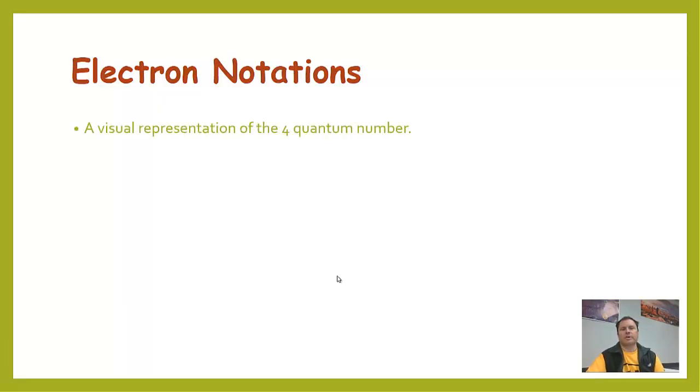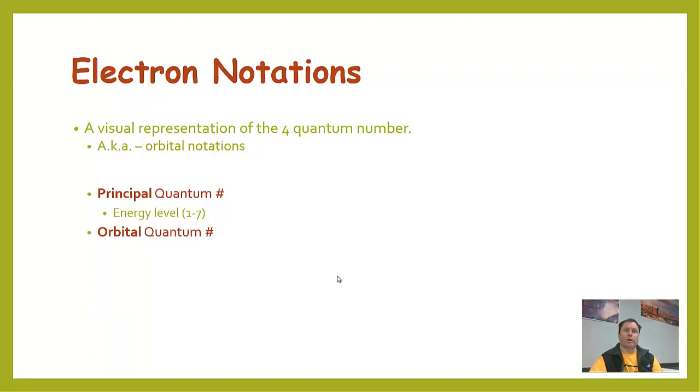So electron notation is simply a visual representation of the four quantum numbers. We've done half of this already when we've written the electron configuration. Remember, those four quantum numbers are the principal quantum number, which is our energy level, how far from the nucleus. We talked about our orbital quantum number, which is the shape of the sublevels. Are we in S, P, D, or F?